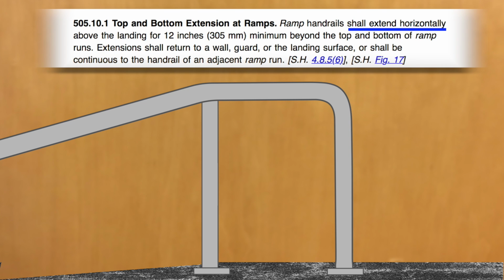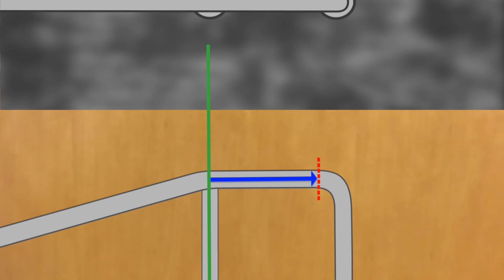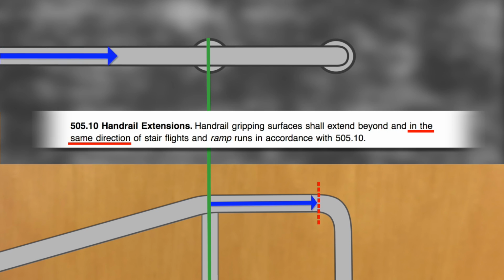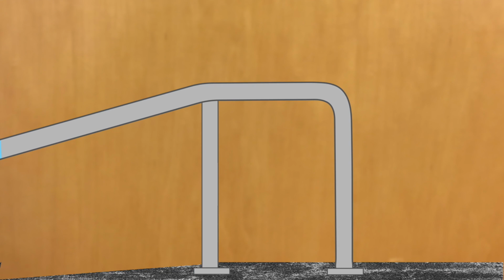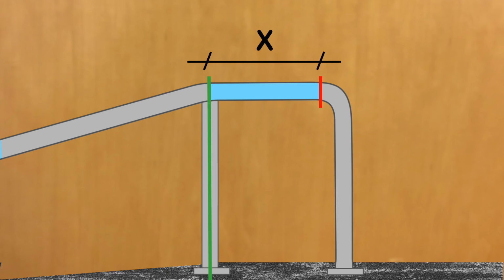From the side view of this example, the length of the extension stops running in a horizontal direction when it begins to run downward toward the walking surface. This is not evident from the top or plan view. As a result, the minimum length measurement would be x, taken from the end of the ramp run to the point where the non-horizontal direction begins. This is the case for all handrail extensions that turn downward to return to either the ground surface or back toward a post.